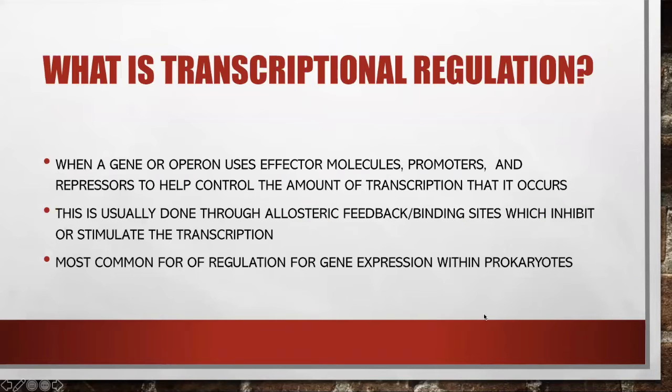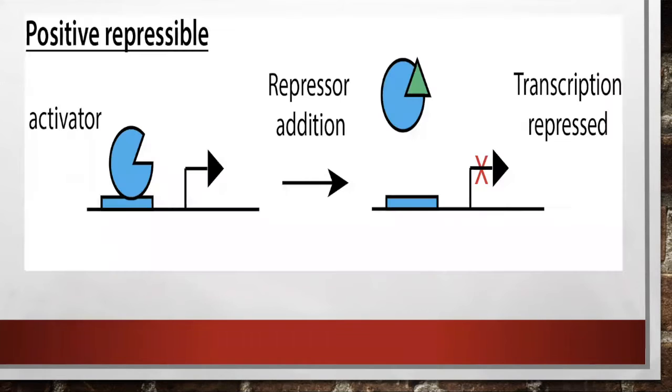So to start out, what is transcriptional regulation? It is when a gene or operon uses effector molecules, promoters, and/or repressors to help control the amount of transcription that occurs. This is usually done through allosteric feedback or binding sites which inhibit or promote the transcription. The most common form of regulation for gene expression within prokaryotes is this allosteric feedback.